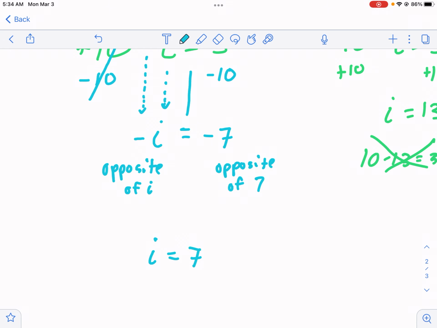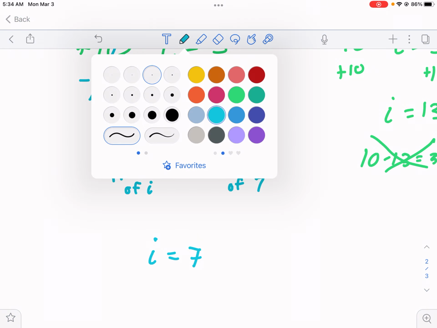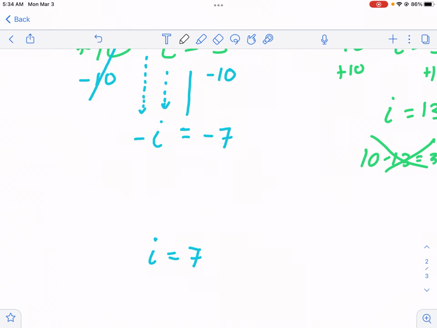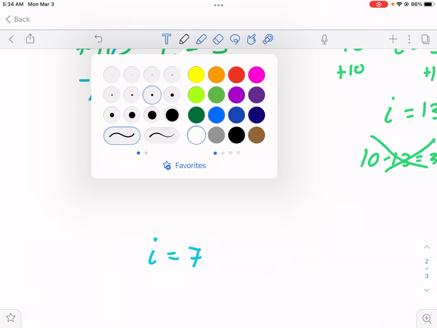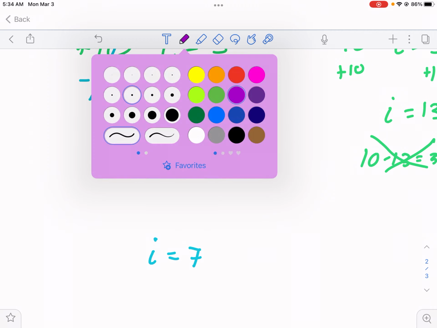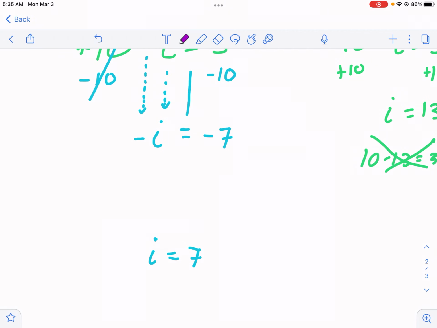But how do we get there using steps? What we're going to do is we actually have a second step. This could be considered a negative 1 times I. A negative 1 times I is the same thing as negative I. Those two are equivalent. Okay, so equals negative I.